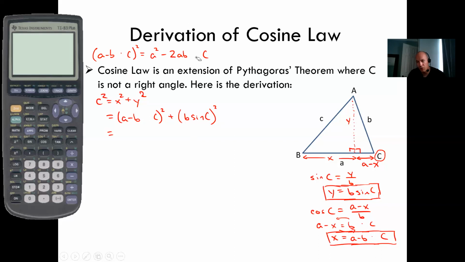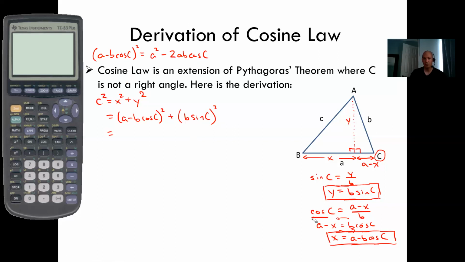Whoopsie doodle. Sorry, when I was rearranging this, a minus x equals b cosine of c. There we go, cosine. Okay. Everything's right with the world now. If you were yelling at the screen, what is that guy doing? Well, there we go. Okay, so that should be cosine, because we started with cosine up here.